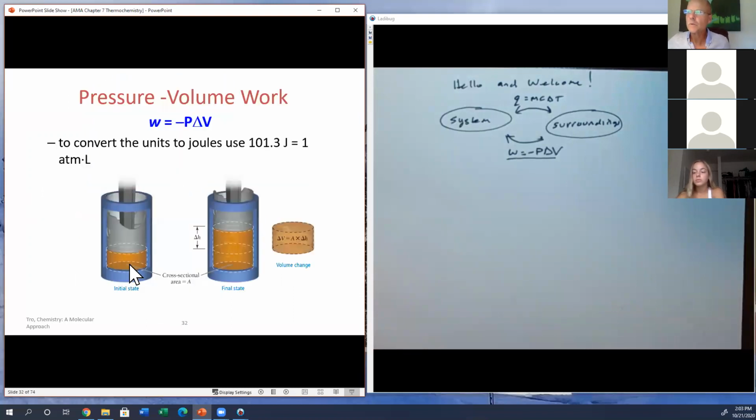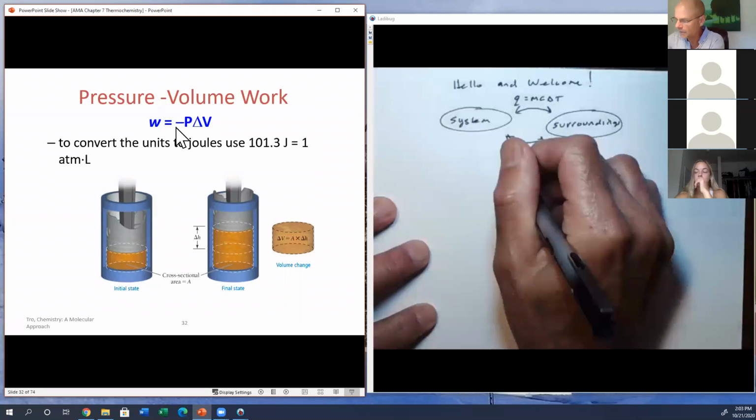When this cylinder expands, it does work on the surroundings, right? So in a car, when this happens, this drives the car in the forward direction. It does work on those surroundings. The total amount of work done is given by this equation: W is equal to minus P delta V.